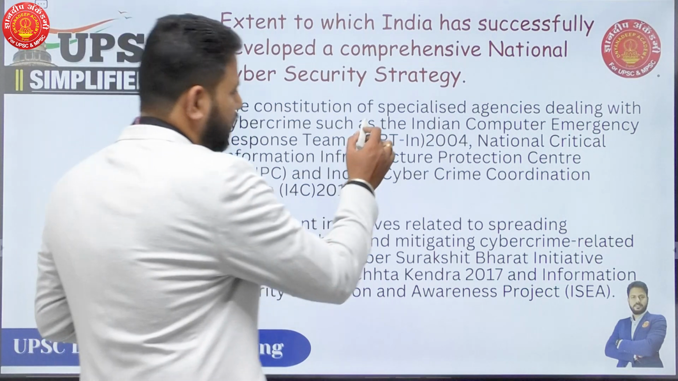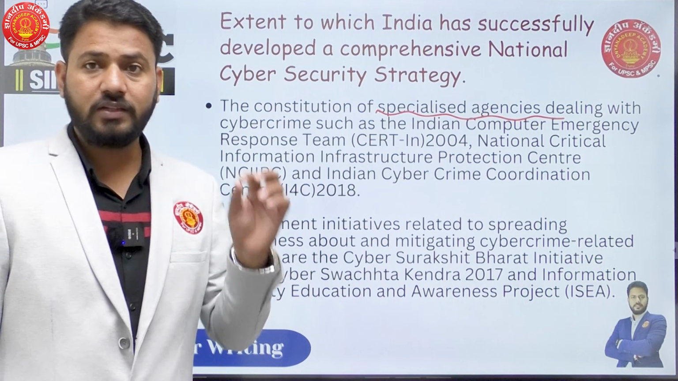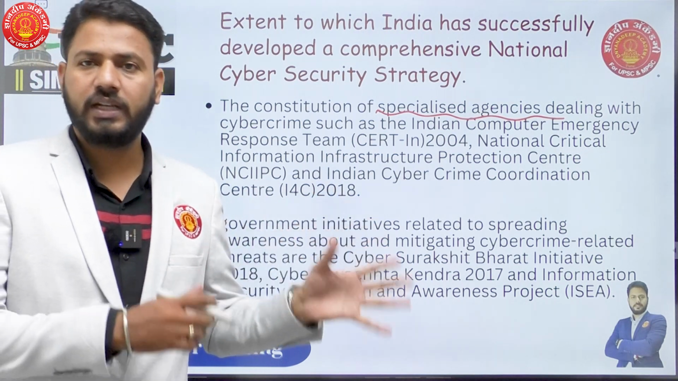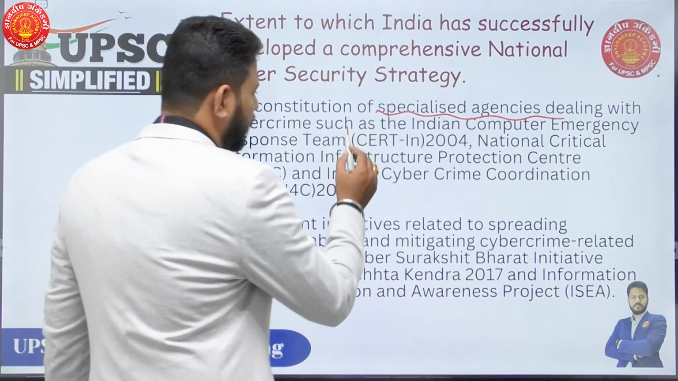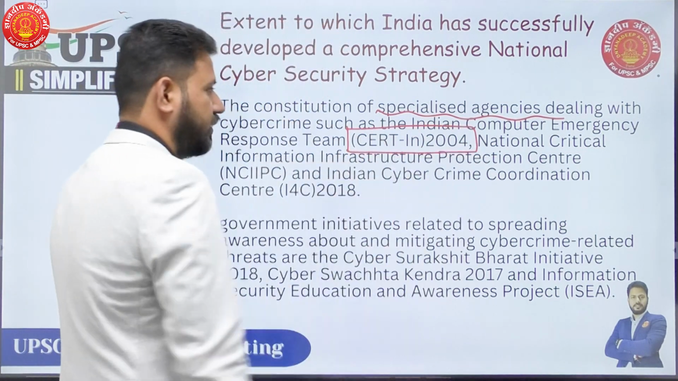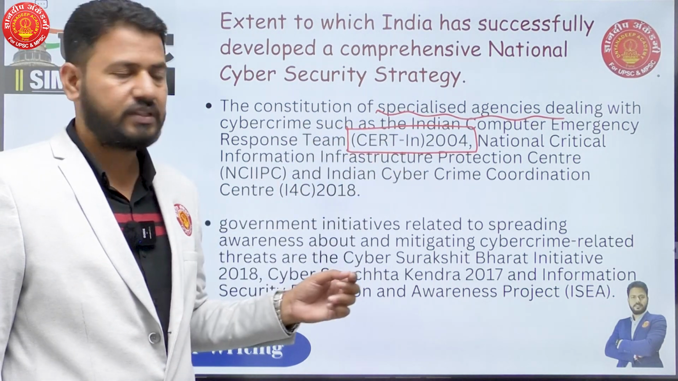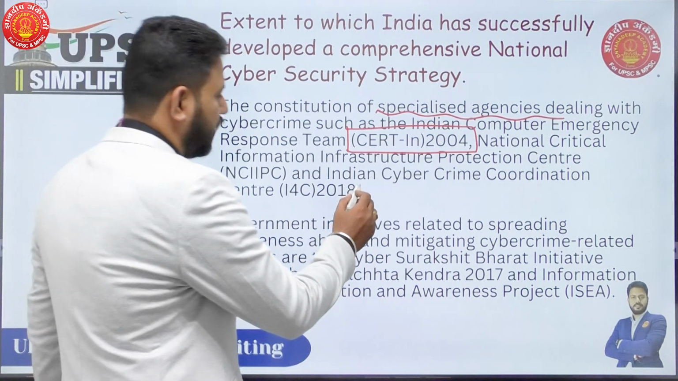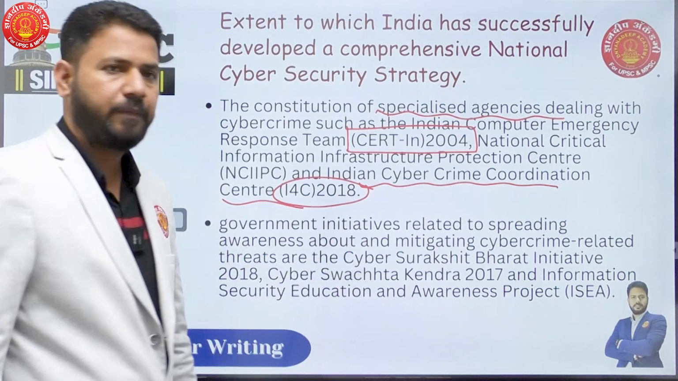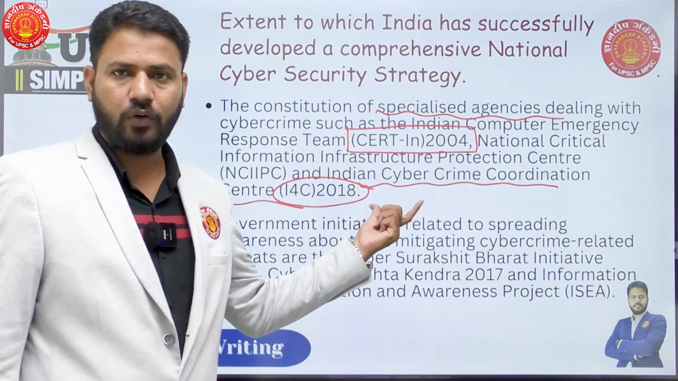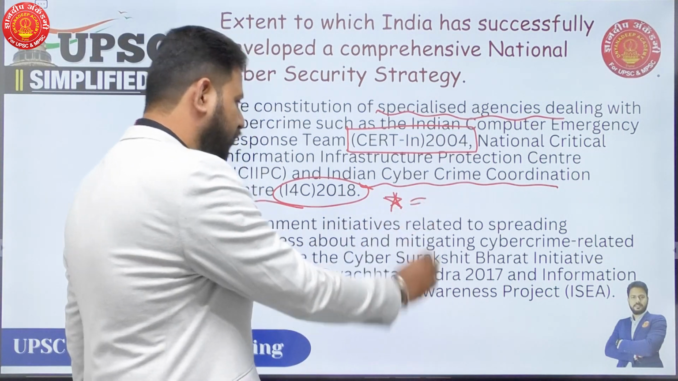Now, the first and the most important part that India, as a part of its cybersecurity strategy, has done is that it has established specialized agencies which deal with cybercrime. Which are those? At least mention the names. No need to mention the details or the functioning of these agencies, but CERT in 2004 is one important agency. Then we have the National Critical Information Infrastructure Protection Center, and the Indian Cybercrime Coordination Center, that is I4C, in 2018. This was the apex platform to deal with cybersecurity in India after 2018. So these agencies you'll have to mention.